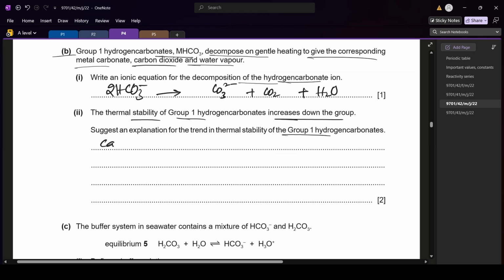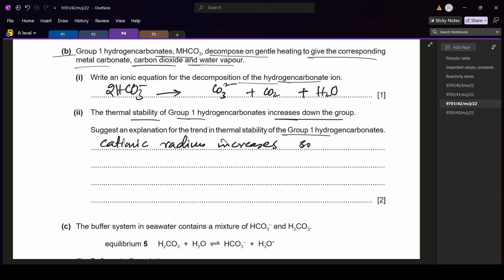So you can write: cationic radius increases, so there is less polarization of the anion, or you can write this hydrogen carbonate ion.